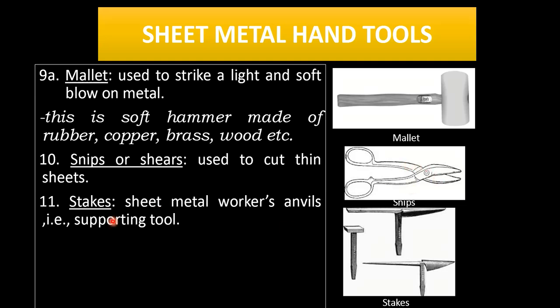Then come the stakes. These are supporting tools. If you are not aware of anvils, you can just Google and check. Anvils are basically used in forging workshops. It is a very strong supporting tool on which we can keep the solid material and hammer it. It just takes or absorbs the load when we are hammering. So these are kind of anvils which can be easily handled actually.